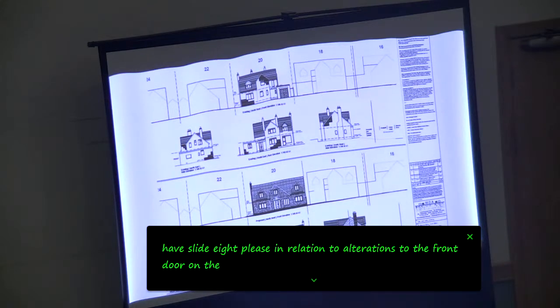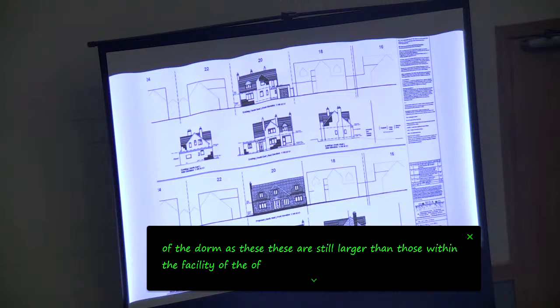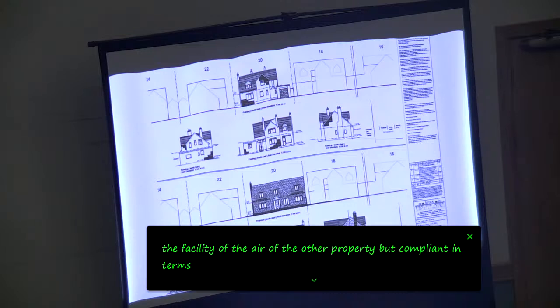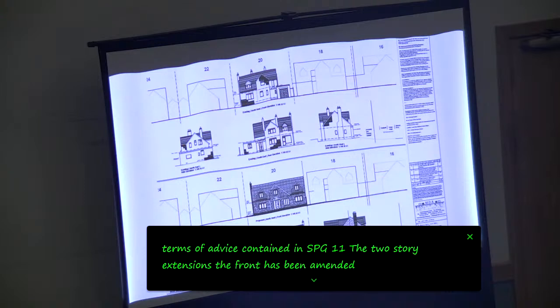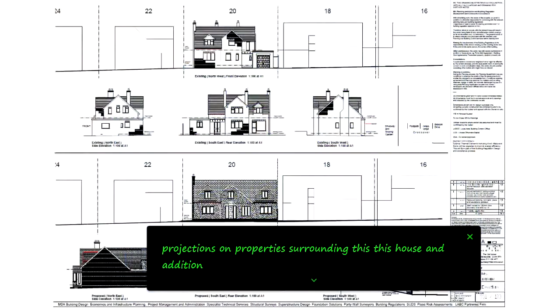In relation to the alterations to the front dormer and the construction of a 2-storey extension to the side, the scheme has also been modified to reduce the width of the dormers. These are still larger than those within the vicinity of the property, but compliant in terms of advice contained in SPG 11. The 2-storey extension to the front has been amended to reflect the projections on properties surrounding this house. In addition, a single-storey porch is also proposed.